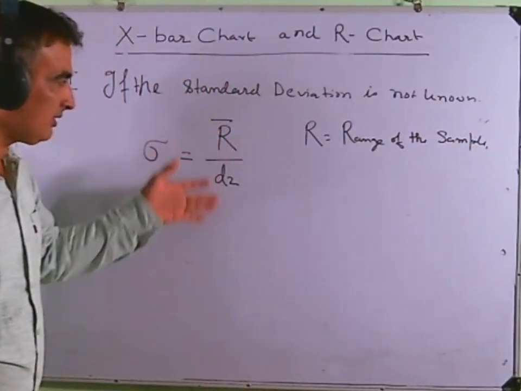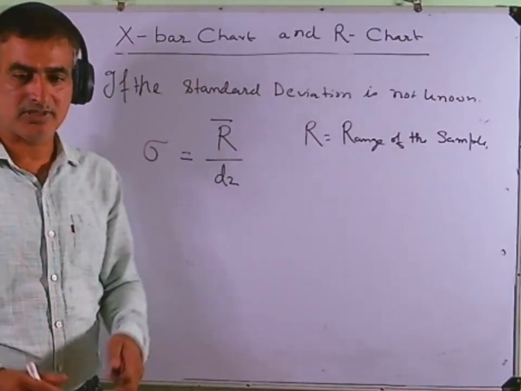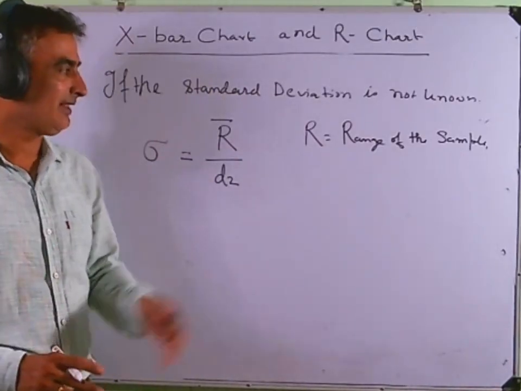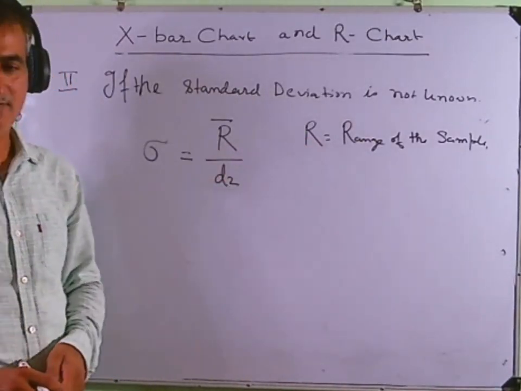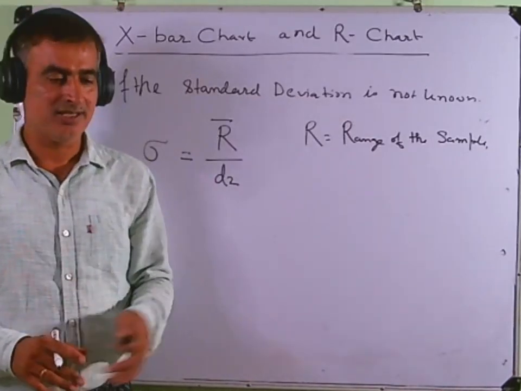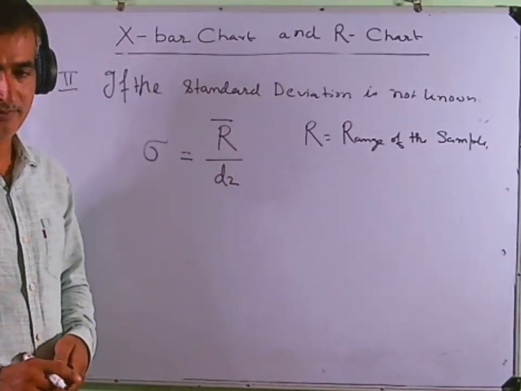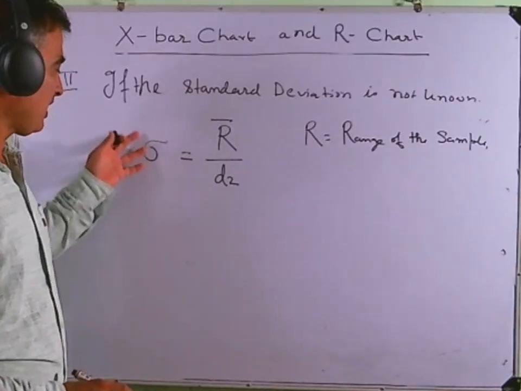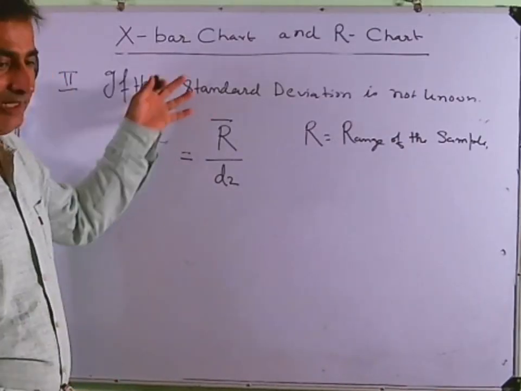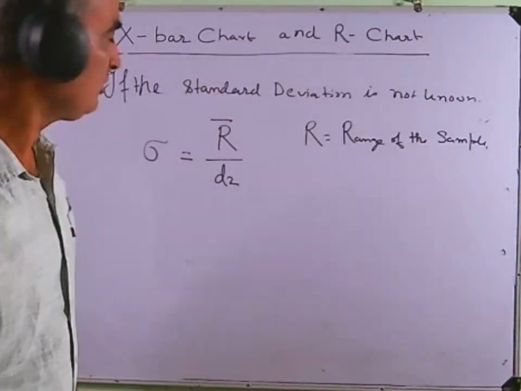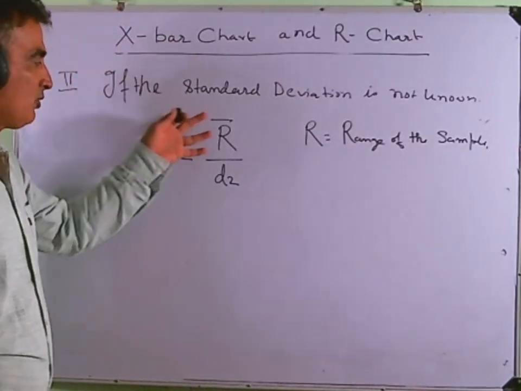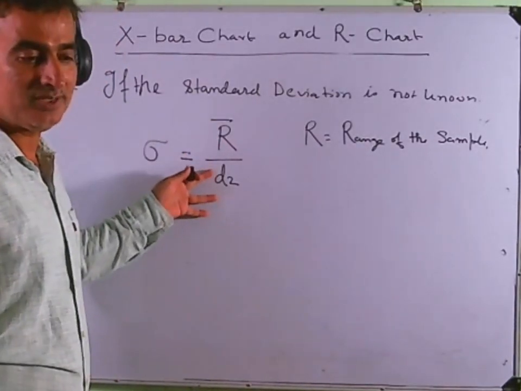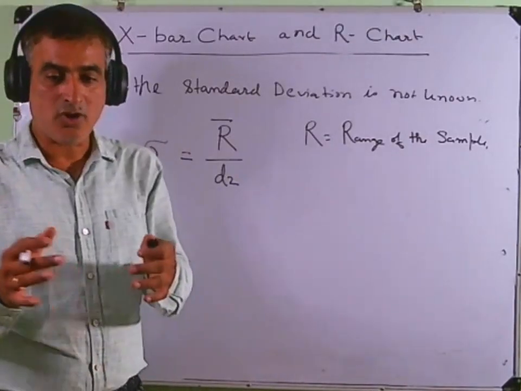Now, when you calculate the range of all the samples and then take the average of R, the average of the range, that is called R bar. So here, the standard deviation that we are going to calculate is not known, then you can use this formula: standard deviation is equal to R bar divided by D2. What is D2? D2 is a constant.